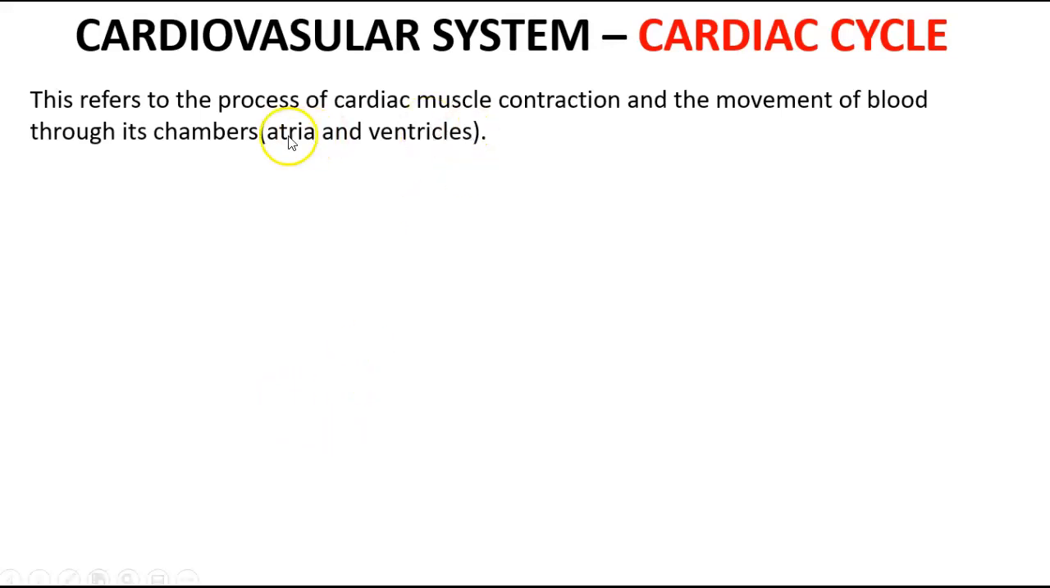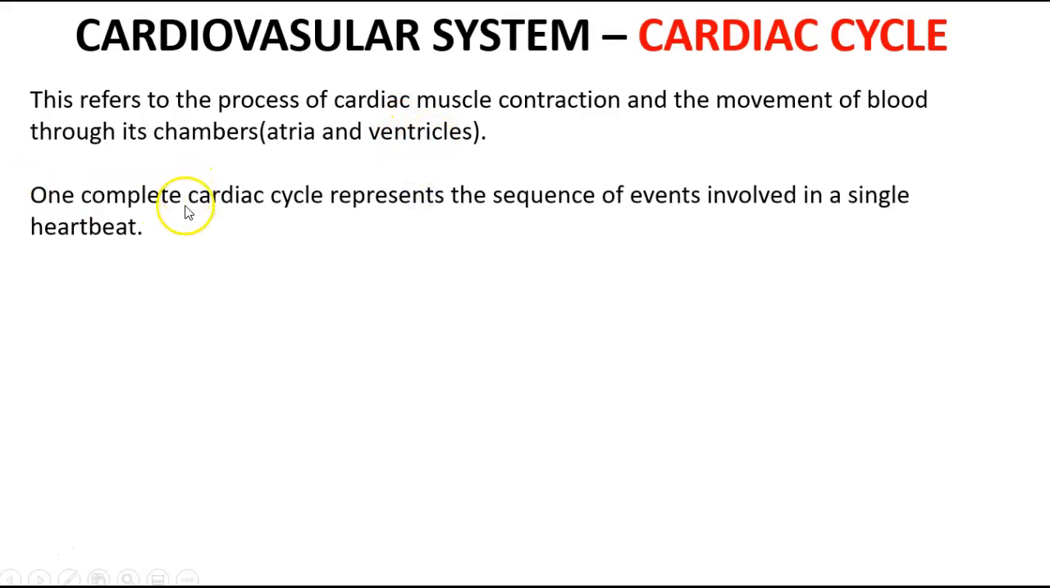So, the cardiac cycle then. What is it? This refers to the cardiac muscle contraction, and it is specifically focused on the movement of blood through its chambers. And the chambers, as we know, are the right atrium, left atrium, right ventricle, left ventricle, so the atria and ventricles. Now, one complete cardiac cycle represents the sequence of events that take place in a heartbeat.